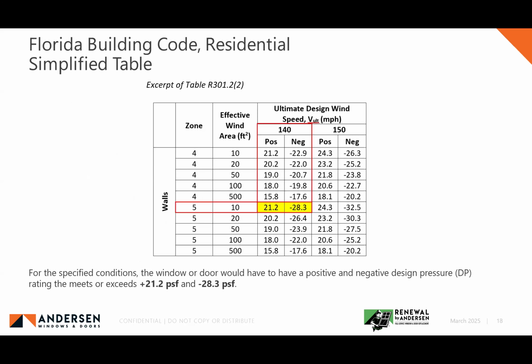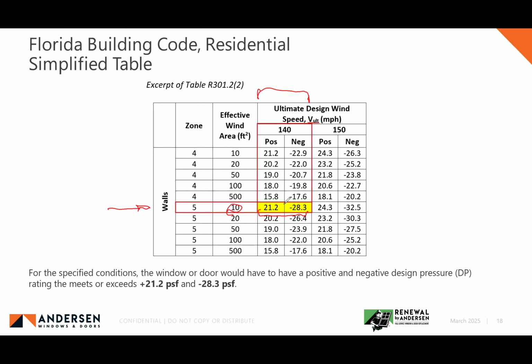So we go to the simplified table, and I've just taken out an excerpt, because it's so big it would take up most of the screen. But we look over for a wind speed of 140 miles per hour. We said zone five, effective wind area of 10 square feet, and we read across. And our design wind pressures are positive 21.2 PSF and negative 28.3 PSF.